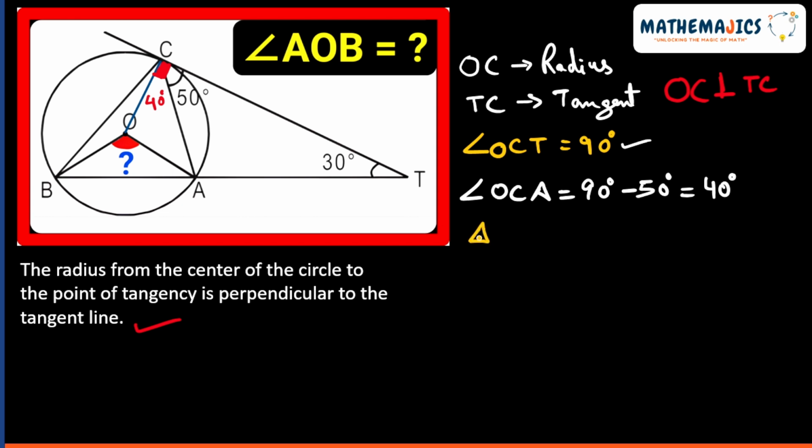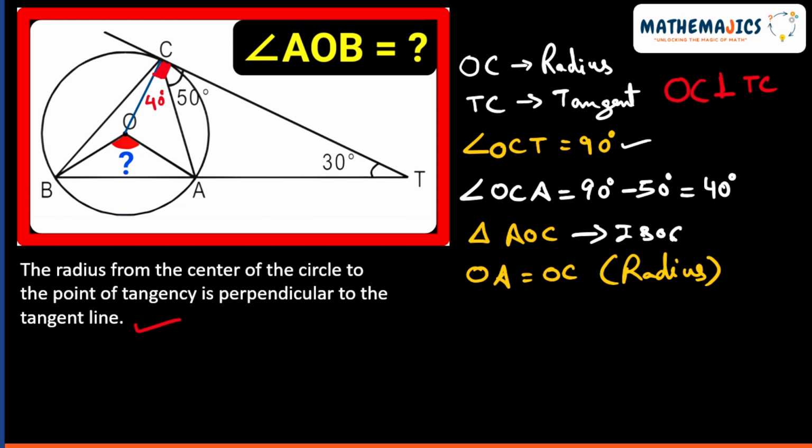Now please look at triangle AOC. In this triangle, OA is equal to OC. Why? Both are radius of the circle. Yes. Now if OA and OC are equal, what does that mean? That means triangle AOC is isosceles. Yes. If triangle AOC is isosceles, what will be angle OAC? Angle OAC will be equal to angle OCA. That means equal to 40 degree. Let's mark this in the figure. This angle is also 40 degree.